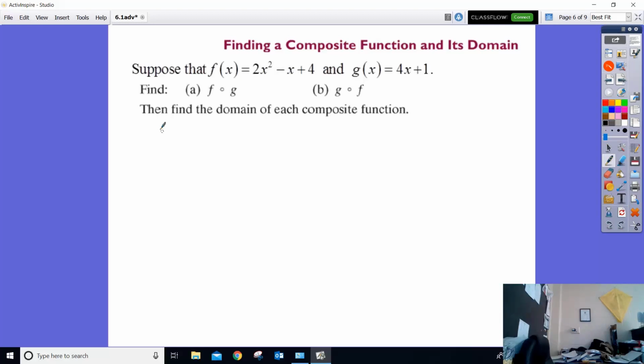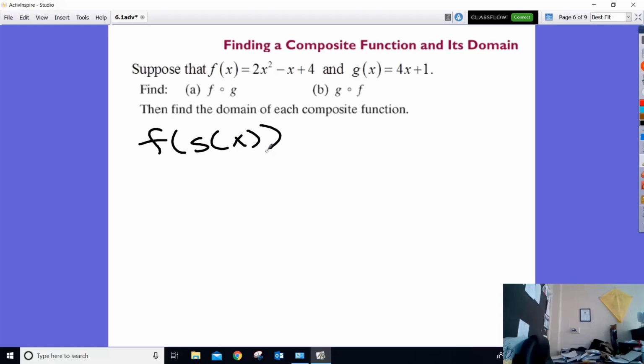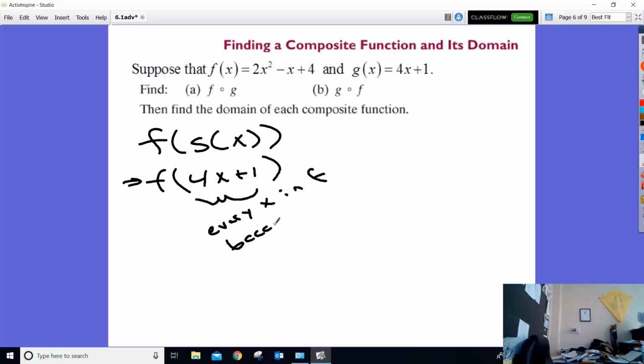I'll write this out the long way. First off, that means you're finding f of g of x. What is g of x? 4x plus 1. That's literally what g of x is. Now, the notation like this means every x in f becomes 4x plus 1. That's all it means. Most of you know that.